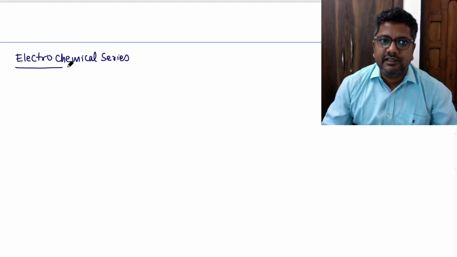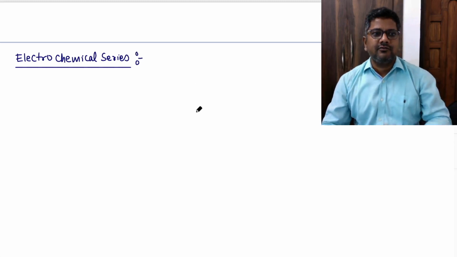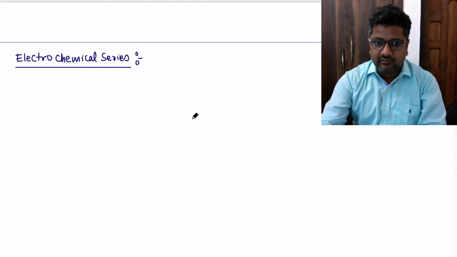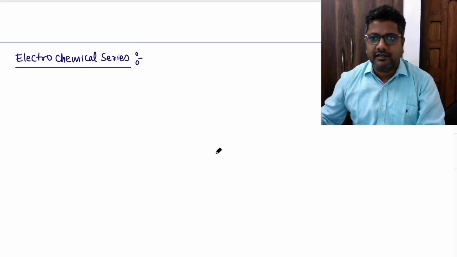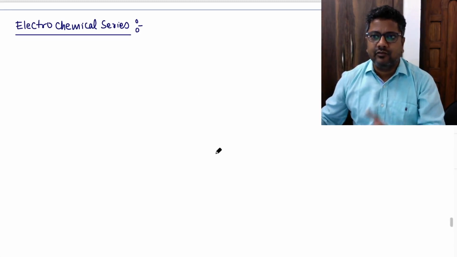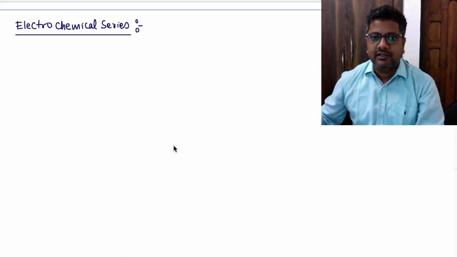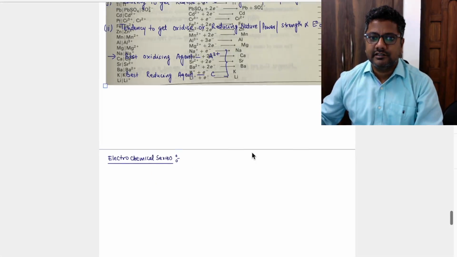So in this series, we arrange the different couples in the order of reduction potential or oxidation potential whatsoever. And now I am going to give you a very different electrochemical series. You won't find this series in your books. This is very unique.